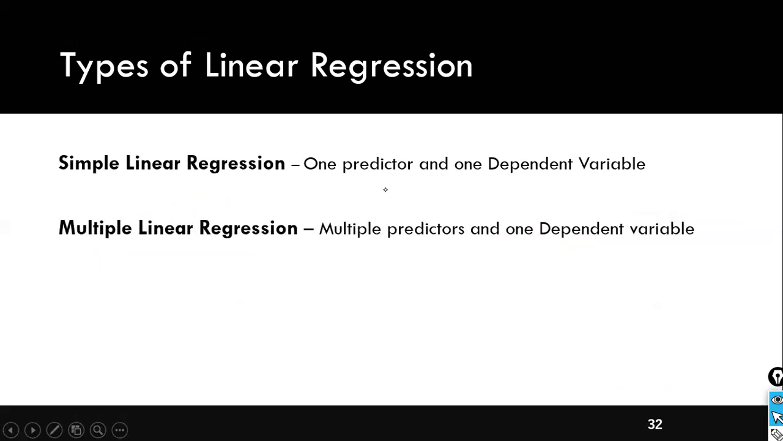The first is simple linear regression. As the name suggests, it will have only one predictor, or only one independent variable, and only one dependent variable. And if you think it is confusing to use different terms, since we are new to this, I will stick to independent and dependent, which all of you are aware of. But still, you should be familiar with these terms. They will use different terminologies once you get into a real-time project.